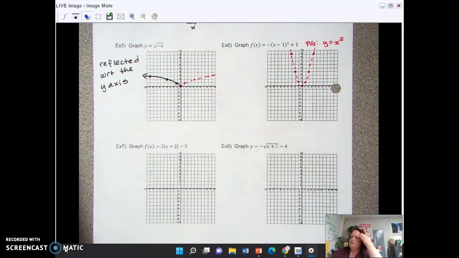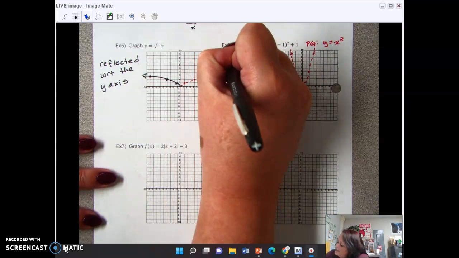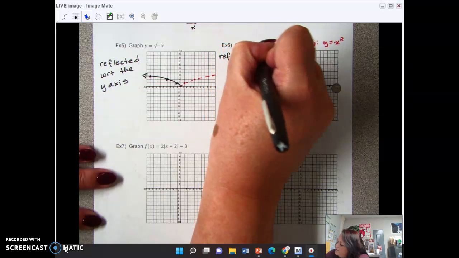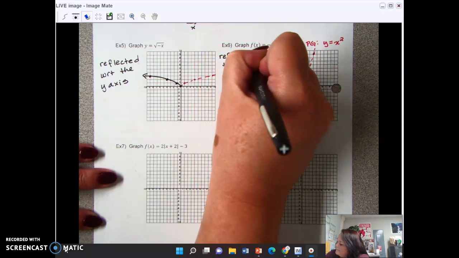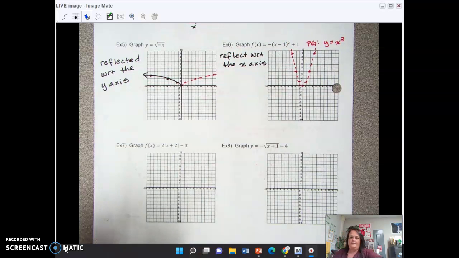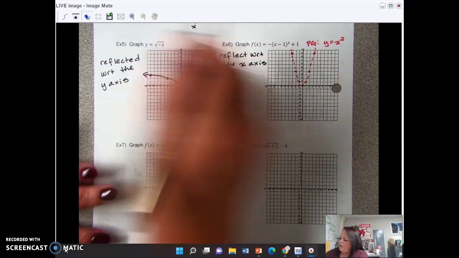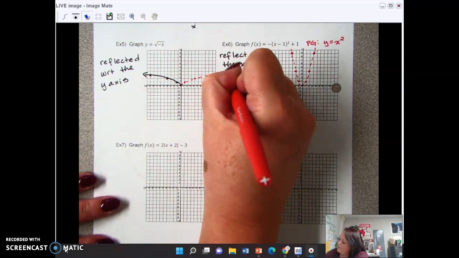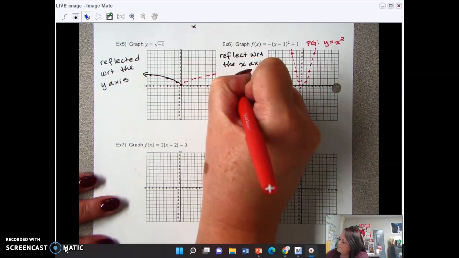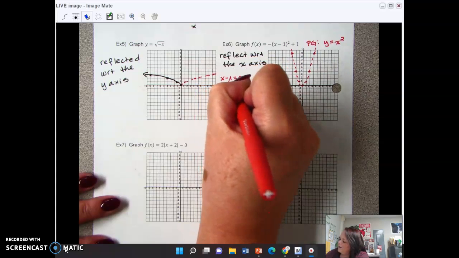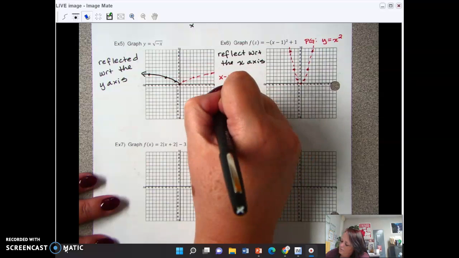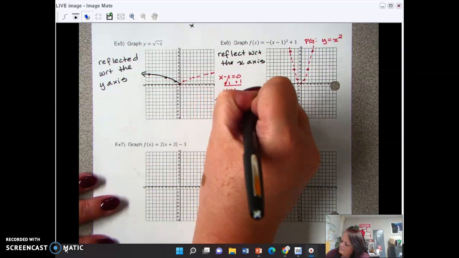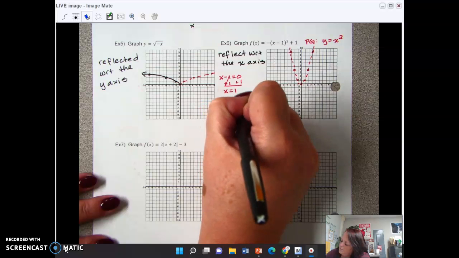Okay. So the negative on the outside is telling me that that is a vertical change. So my vertical reflection is going to be across the x-axis. So we're going to reflect with respect to the x-axis. Okay. And then we're going to say, okay, what value of x makes my parentheses equal to 0? And so that is +1. So that means that we're going to translate to the right 1 because 1 is positive.